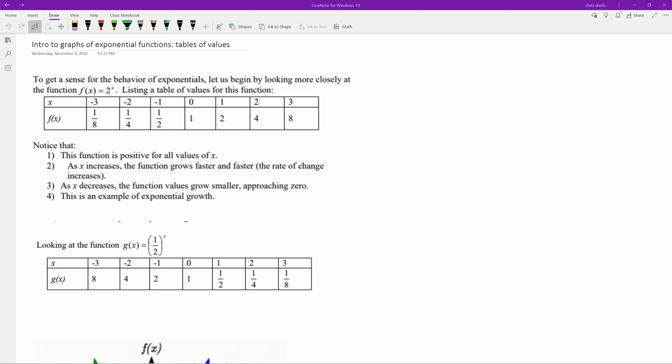Alright, this is going to be the video lecture for 4.2. We should be able to do this all in one video. So 4.2 is all about graphs of exponential functions.